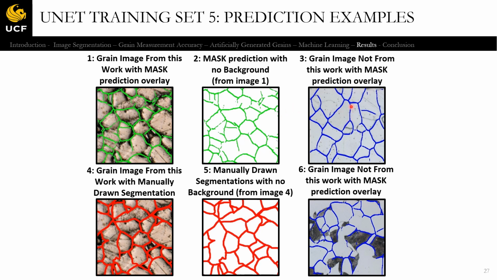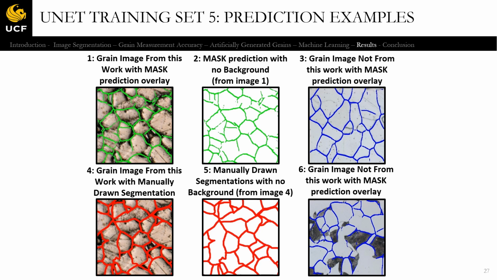Here is UNet training set 5 on a different image of stainless steel from an entirely different data set, and here is another different image of stainless steel from an entirely different data set. I believe this one, image 6, is SLS stainless steel, and this one is just a standard cold cast of stainless steel. And fascinating how capable this artificial data generation method was at training a neural network to perform these tasks.